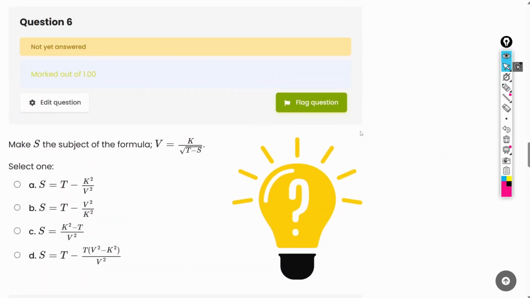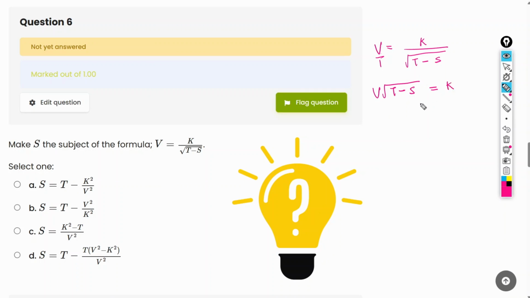6 says, make S the subject of the formula. Make S the subject of the formula. All right, so I have V is equal to K over square root of T minus S. All right, so across multiply this, I would have V square root of T minus S is equal to K.